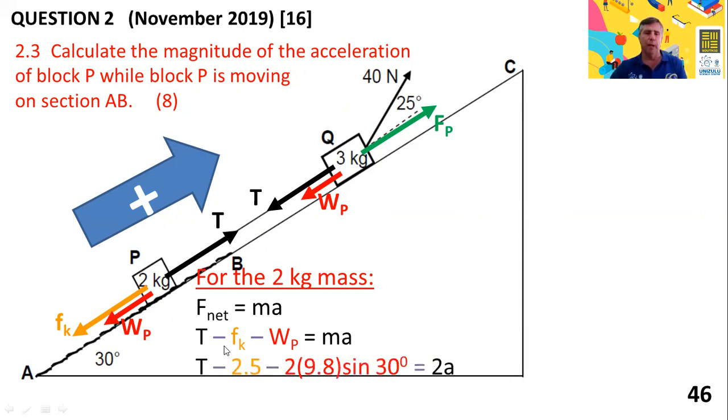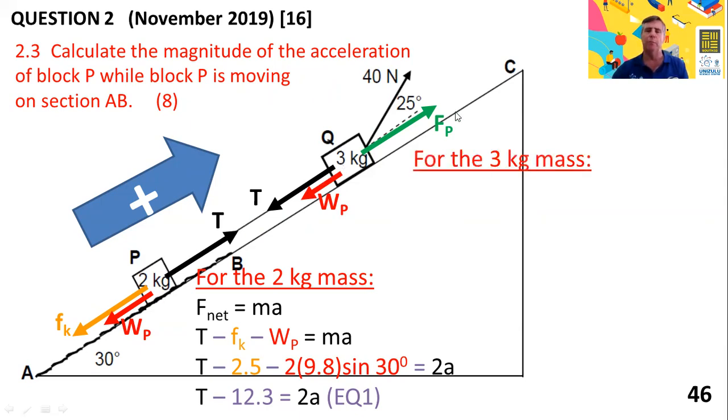So we've got T minus 2.5, you were given that, minus 2 times 9.8 times sin 30, and that's equal to 2a because it's the acceleration of the 2 kilogram mass piece. We just work out the numbers, and we get that T minus 12.3 equals 2a. We have two unknowns here, but it doesn't matter. We're actually looking for the acceleration. We don't know the tension either, but we're going to use the two objects to get rid of the tension.